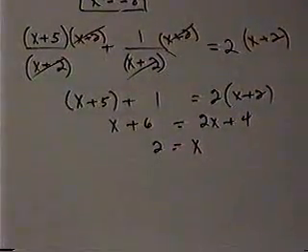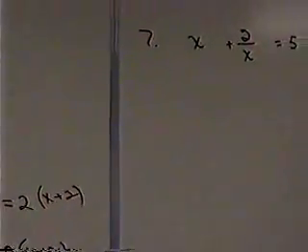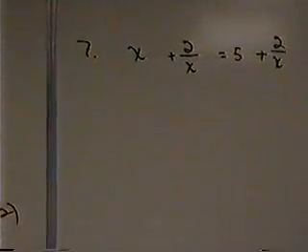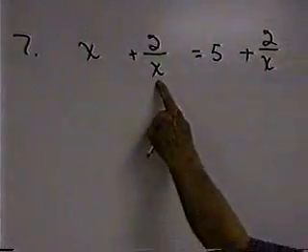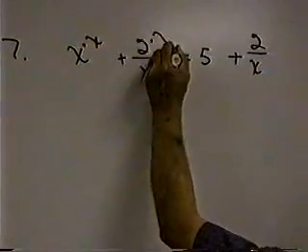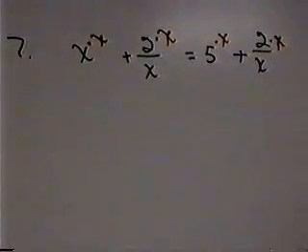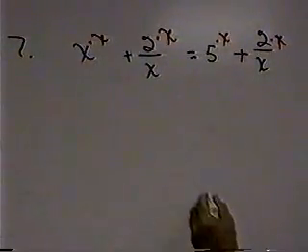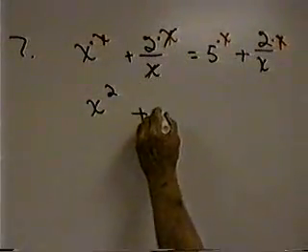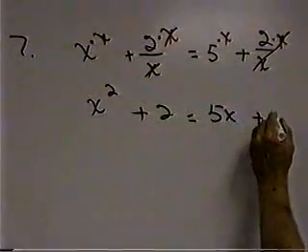All right. Let's go to the next example. All right, common denominator here is x. So we're going to multiply this by x, this by x, this by x, and this by x. And what we have is x squared. That divides out. 5x. That divides out.